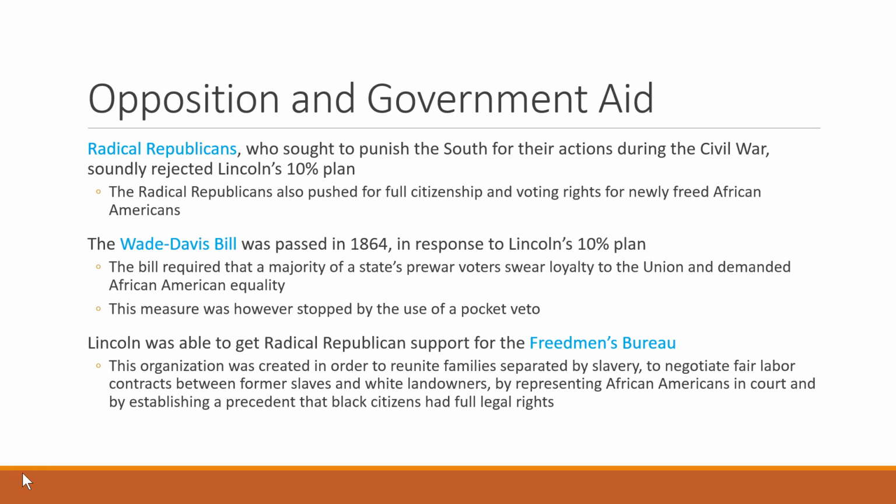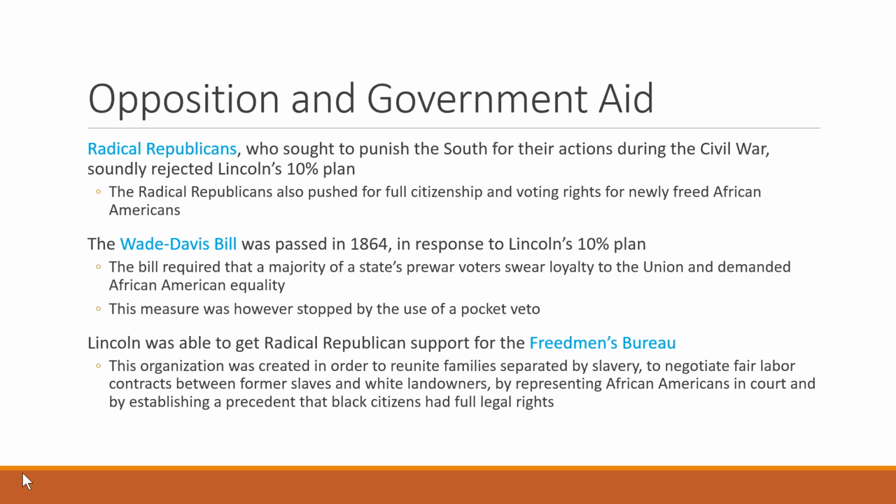So they drafted something called the Wade-Davis Bill in 1864, which was in response to Lincoln's 10% plan. The bill required that a majority of states' pre-war voters swear loyalty to the Union, and demanded African American equality. The measure was, however, stopped by the use of a pocket veto. And a pocket veto takes place during the last 10 days of a congressional session, and this is when the president does not sign a bill and lets it expire.